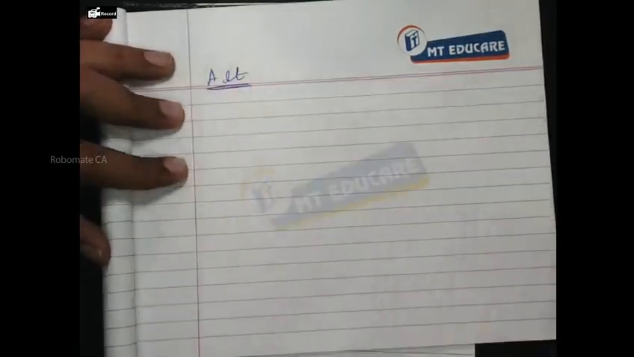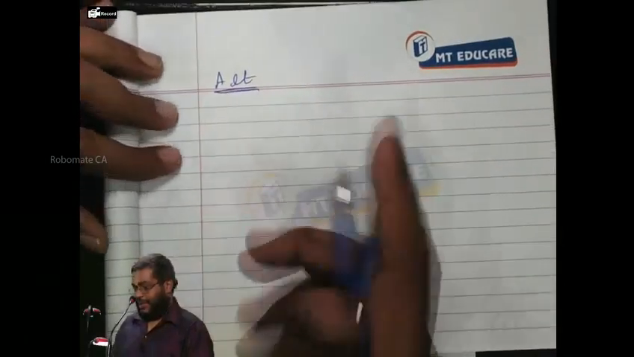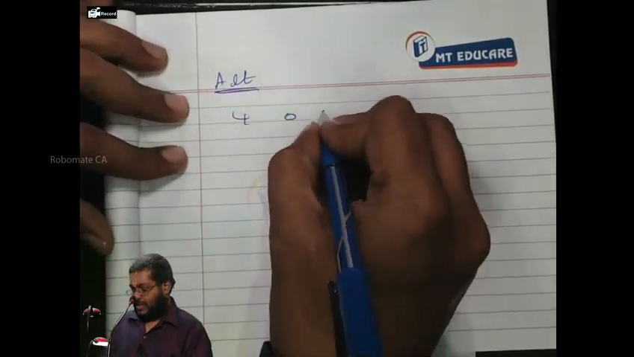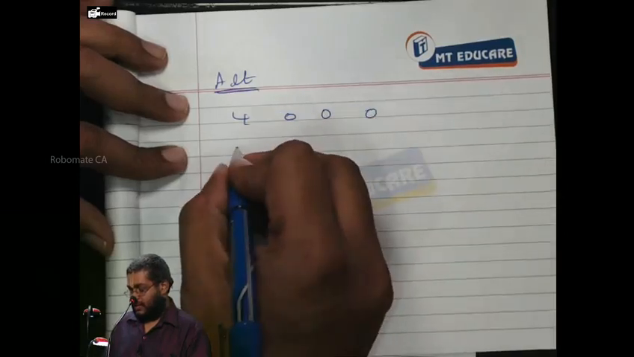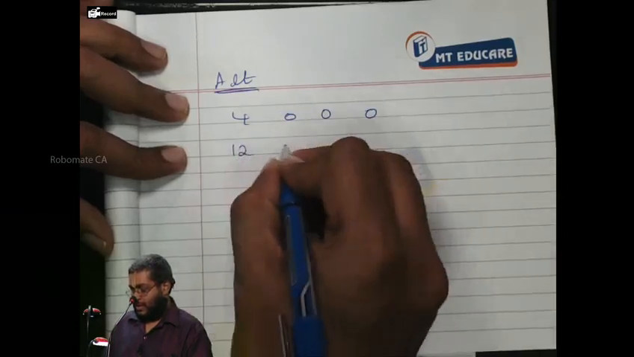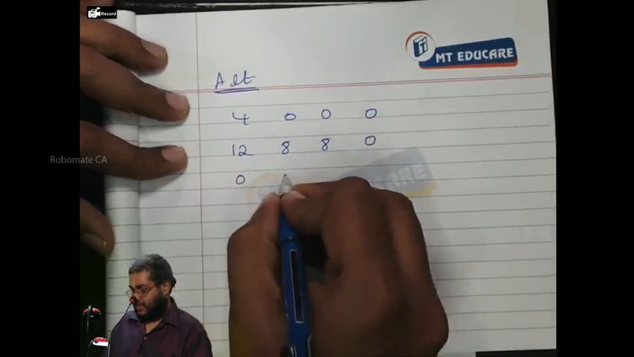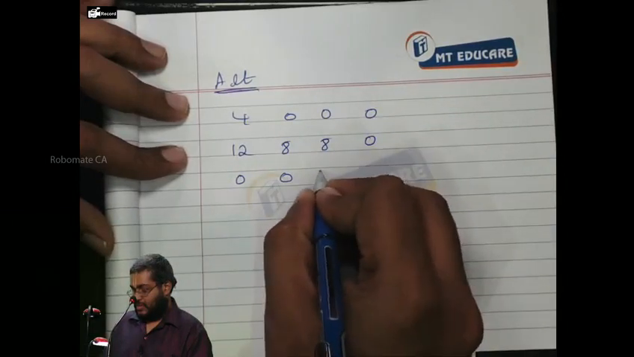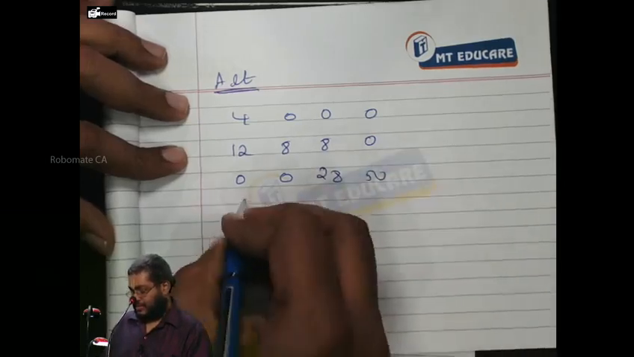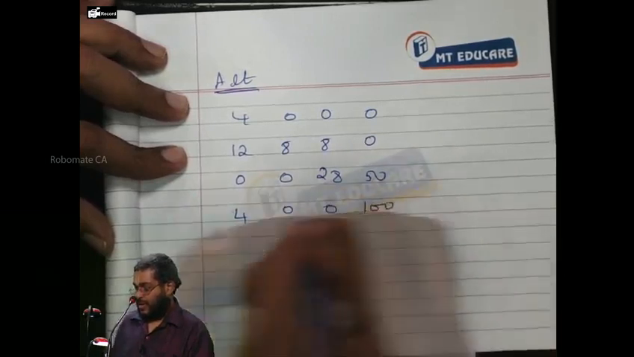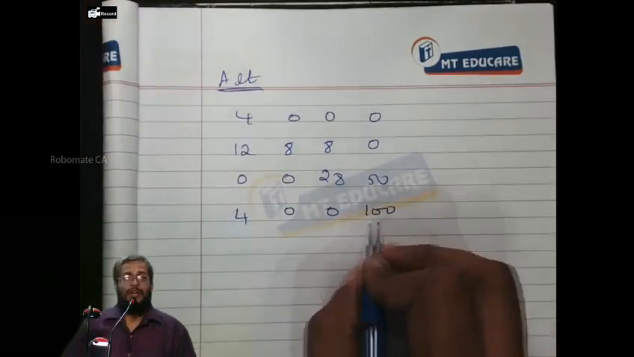Okay. Let us write the matrix together. Tell me the matrix here. 4, 0, 0, 0. Next is what? 12, 8, 8, 8. Next is? 28, 28 and then 50. Last. Okay. This is the matrix.